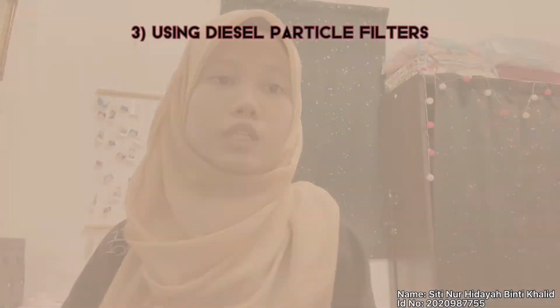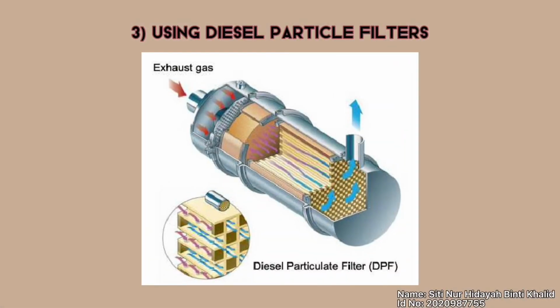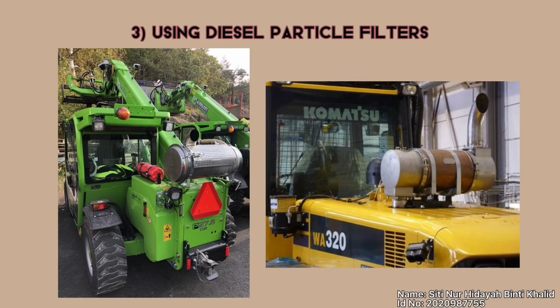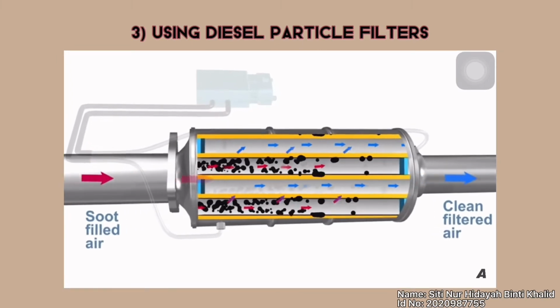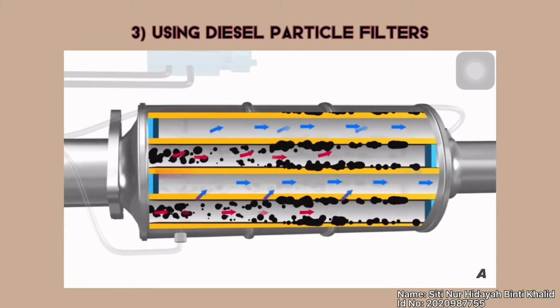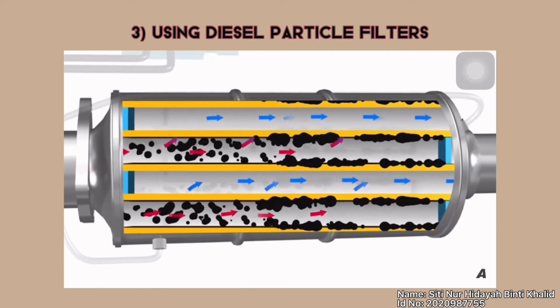For the third, we can use diesel particulate filters. For construction machinery, we can utilize diesel particulate filters to prevent undesirable soot from diesel engines from exiting through the exhaust pipe. This may appear to be a very simple task, but the development of diesel particulate filters is aimed at ensuring their safe use and maximum effectiveness.